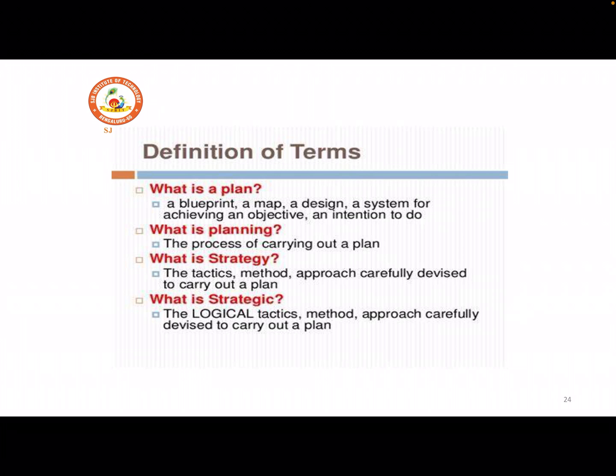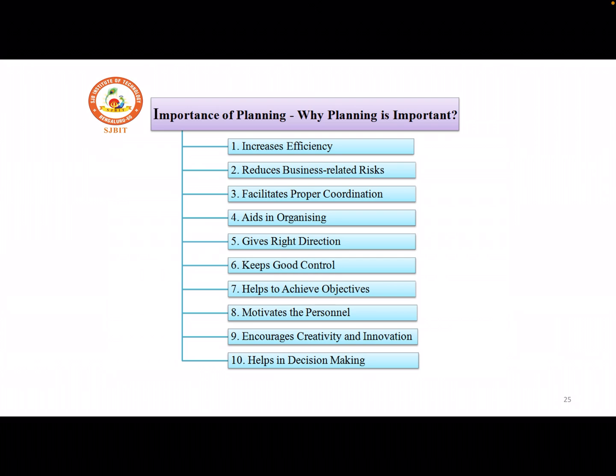What is strategy? The tactics, method, approach carefully devised to carry out a plan. You have planned. Now you have a process for carrying out that plan. Now you should have some strategy, some technique, some tactic, some method, some approach to carry out that plan. What is strategic? The logical tactics, method, approach carefully devised to carry out a plan.